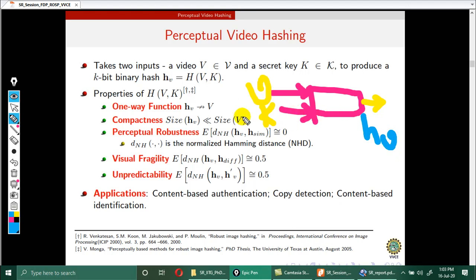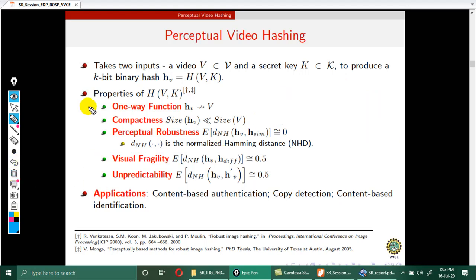Now you may ask, why is there a secret key? The secret key is included to improve the security. I hope you've understood that perceptual hashing is just a mapping function. What does it map? It maps the video onto digital bits with the help of the secret key. Okay, fine. Now, what are the properties of the hash that we extract?